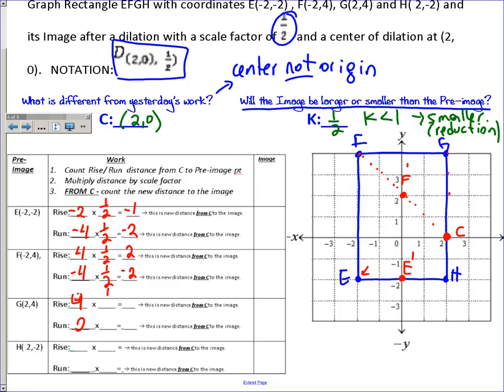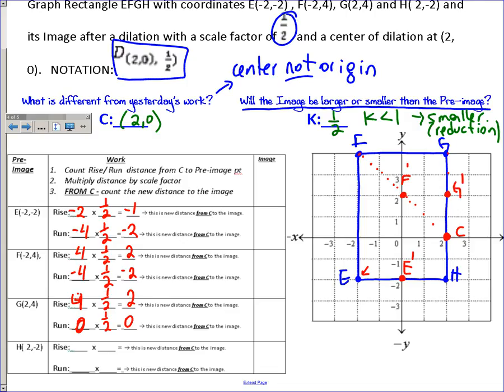Still multiplying by 1/2. So we're going to multiply by a half here. This is 0. 0 times a half is 0. So now from C, we're going to count 2 rise and then no run because there was 0 run. So there's my new G. That will be G prime there.